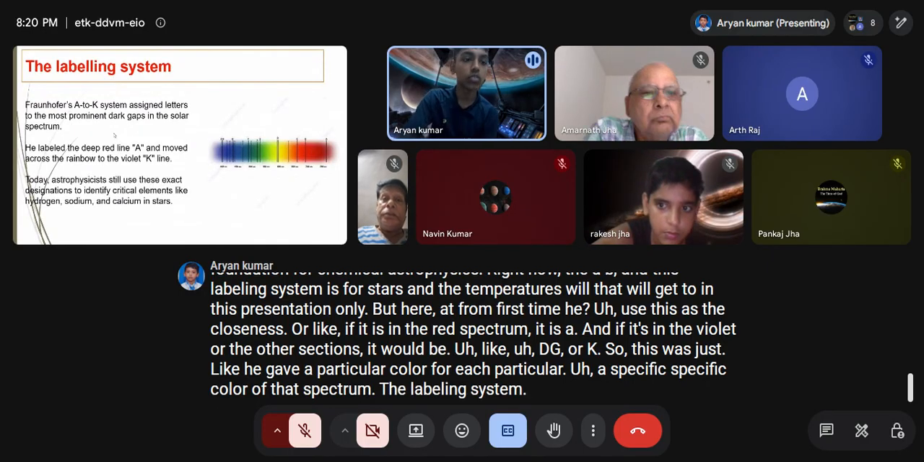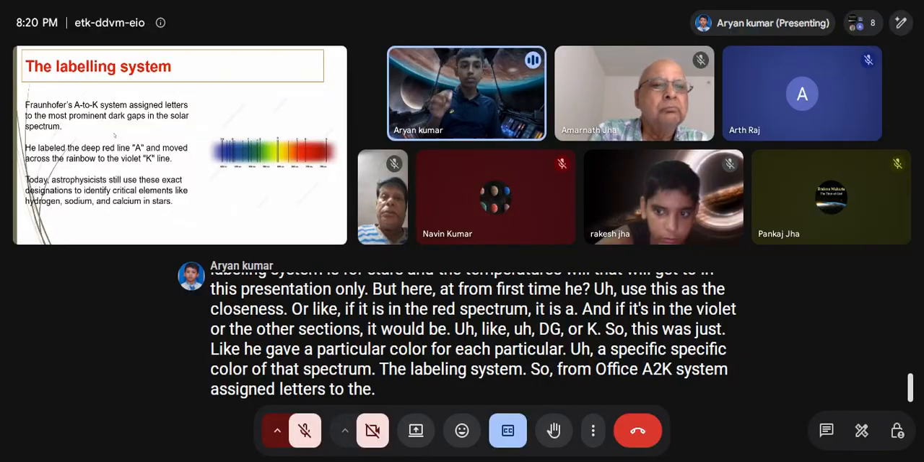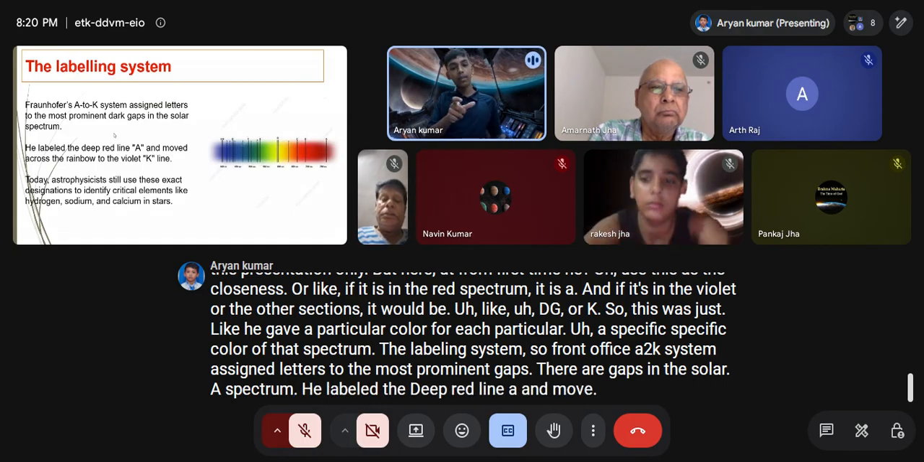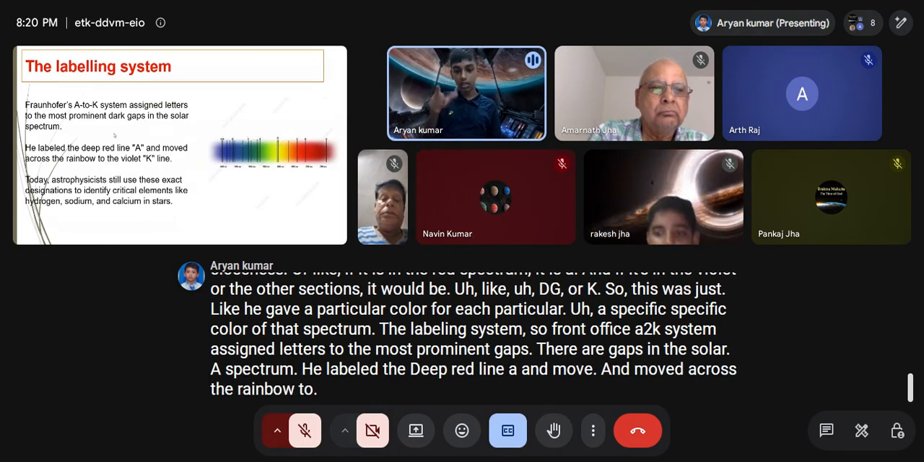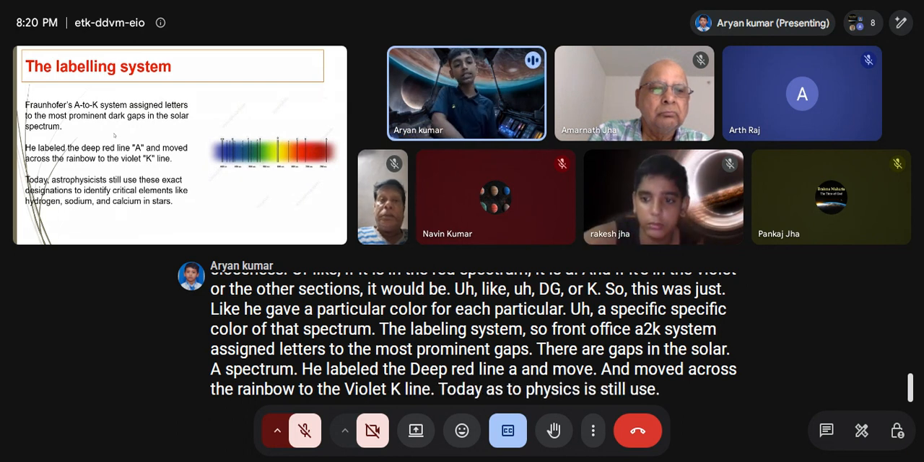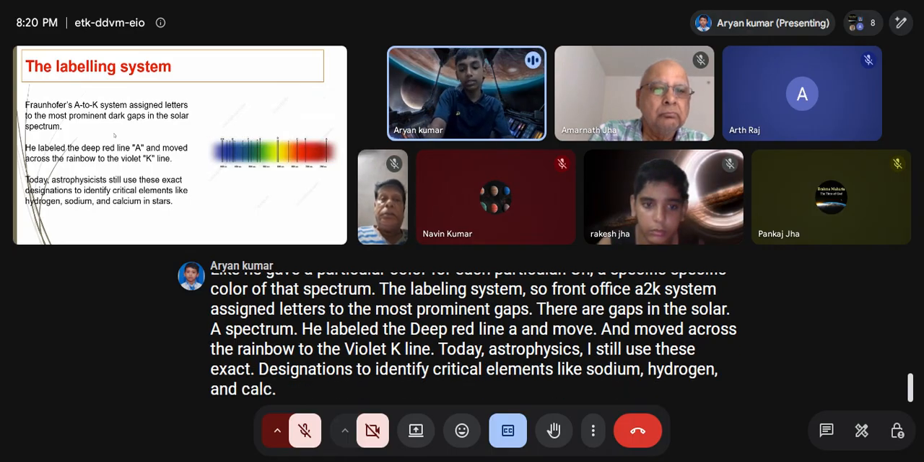The labeling system. Fraunhofer's A to K system assigned letters to the most prominent dark gaps in the solar spectrum. He labeled the deep red line A and moved across the rainbow to the violet K line. Today, astrophysicists still use these exact designations to identify critical elements like sodium, hydrogen, and calcium in stars.